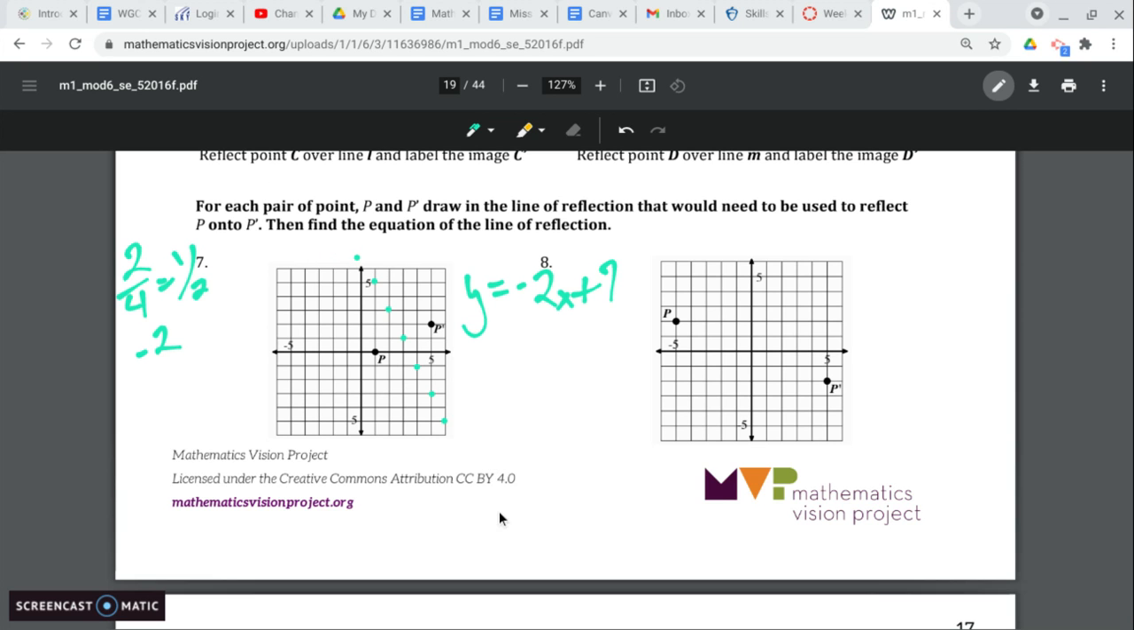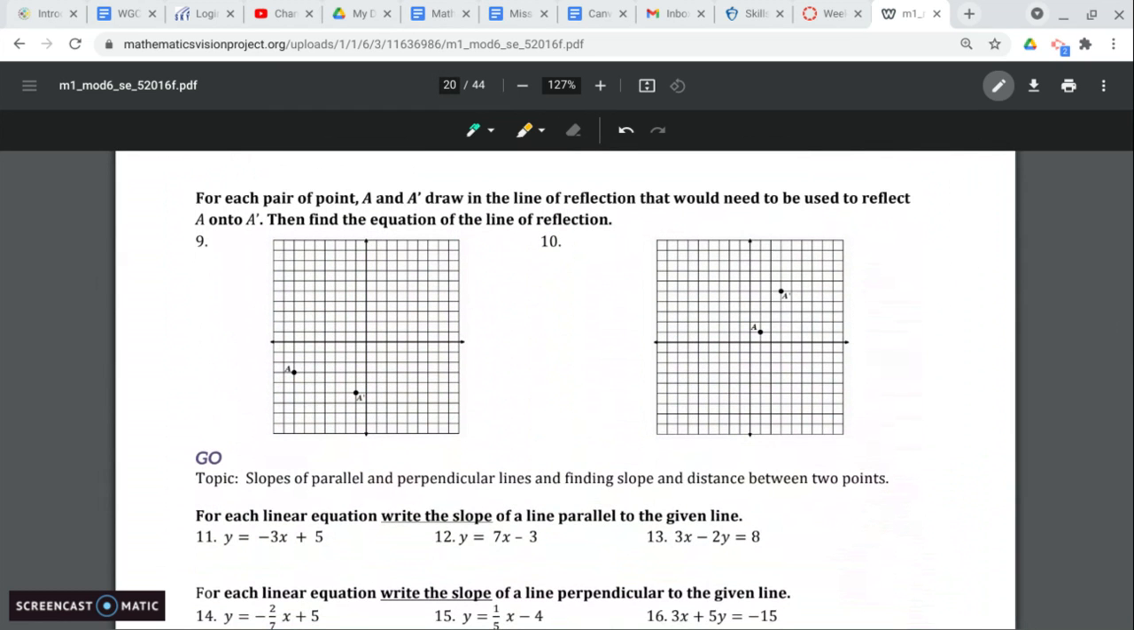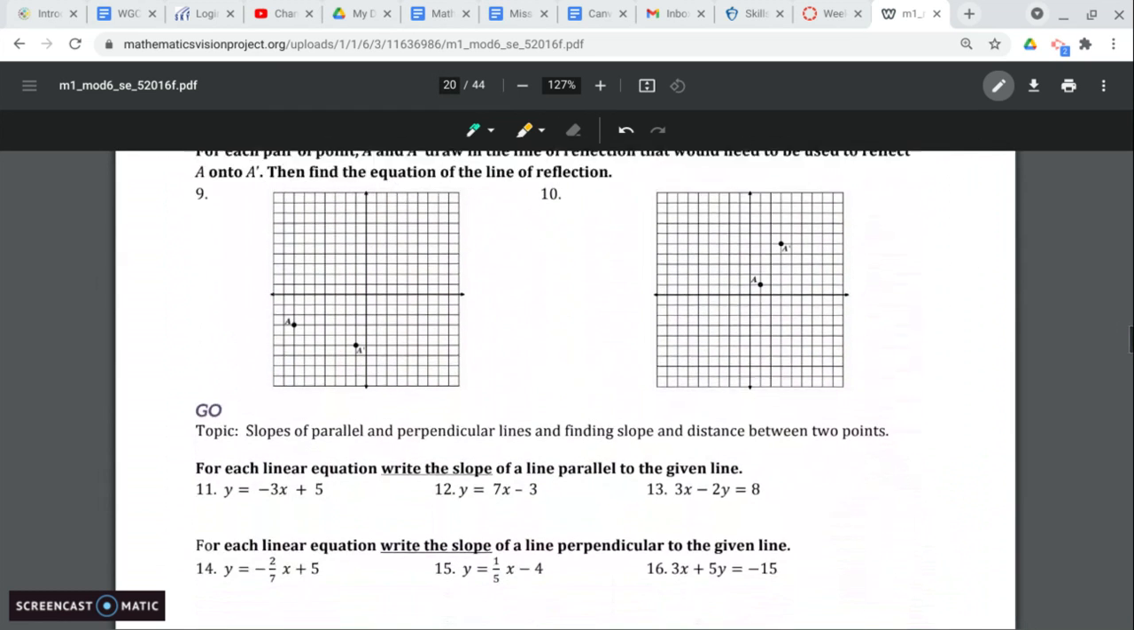So that's what you guys are going to do for these, okay? So find the slope between P and P prime, find the halfway between them, and then do the opposite reciprocal slope. And then it's the same idea for 9 and 10, okay?